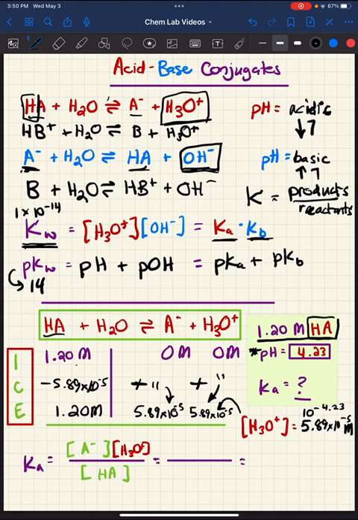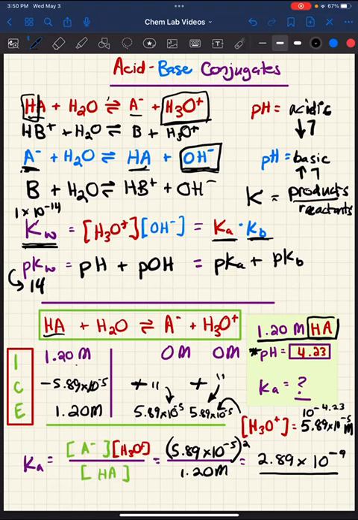Okay, now that our ice table is complete, we can proceed to calculating our Ka, because now we have values to plug in for the equilibrium line for each of our substances in the Ka expression. So remember, products over reactants. I have 5.89 times 10 to the negative fifth. Because that's the same for both A minus and H3O plus, I'll square it and then write 1.20 molar as the concentration for HA on the denominator. And the value that I calculated for my Ka is 2.89 times 10 to the negative 9. All right, this small of a Ka value shows you that this is a pretty weak acid.